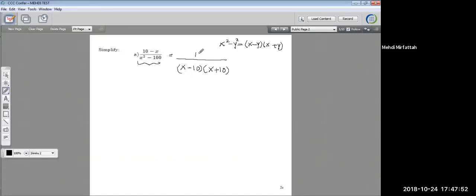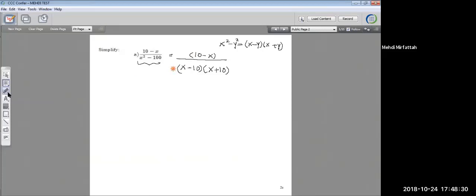What I have at the top of the fraction is 10 minus x. It's not exactly the same. This is 10 minus x, this is x minus 10. There are two ways we can deal with this. One is to simply factor minus 1 out of either of these two terms. Or you can multiply the top and bottom of the fraction by negative 1. That seems to be more straightforward for most of the students I've been showing these two methods.